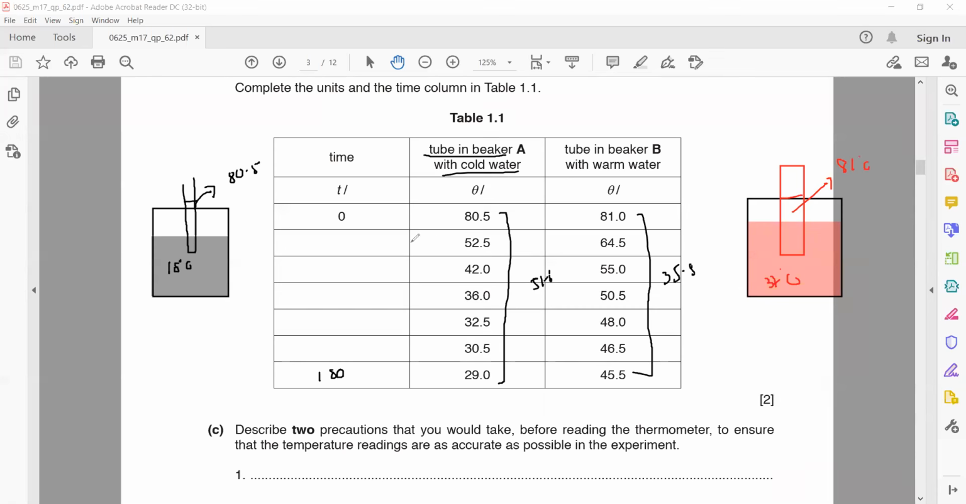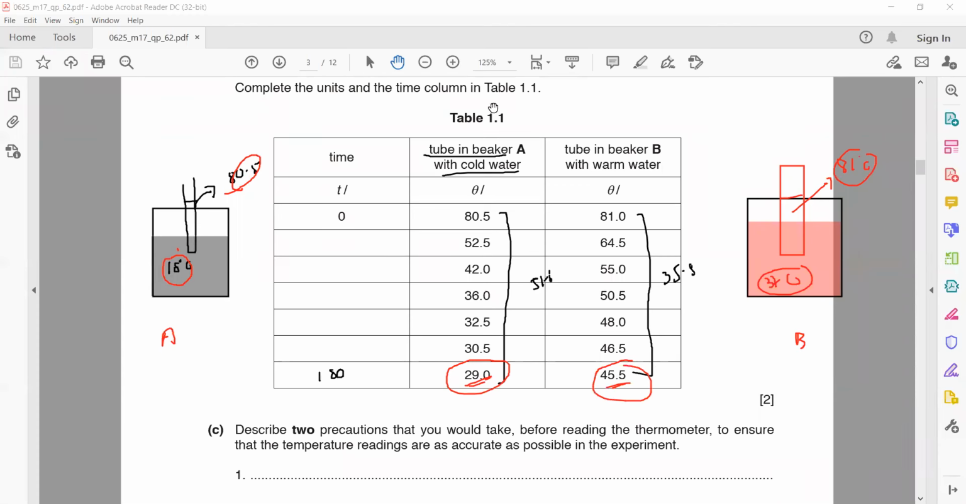After 180 seconds, after 3 minutes, you will find that in beaker A the water cooled down quickly as compared to that in beaker B. So what it shows is that when we have a greater difference between the initial temperature and the surrounding temperature, the surrounding being the water, the water will cool down faster, as there is a lower temperature, as compared to when it is in warm water.